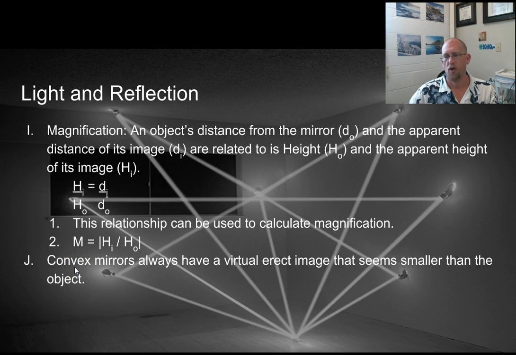Convex mirrors always have a virtual erect image that seems smaller than the object. That's the sticky outie mirror, right? If the mirror comes to you, then the image will always be virtual. It'll be behind the mirror, and it'll always be erect. It'll always be standing up, and it will always look smaller than the actual object. So concave and convex mirrors.